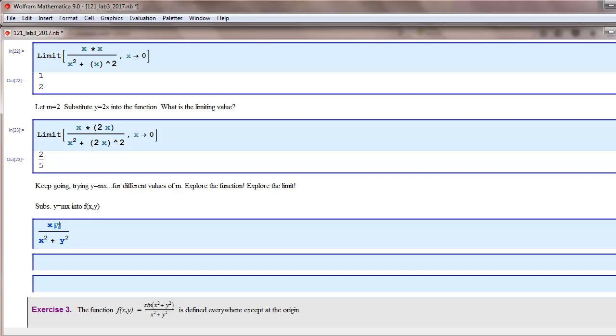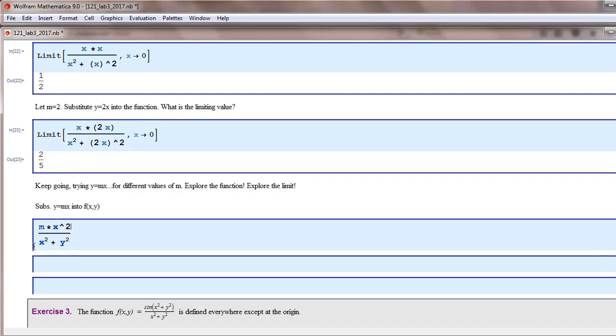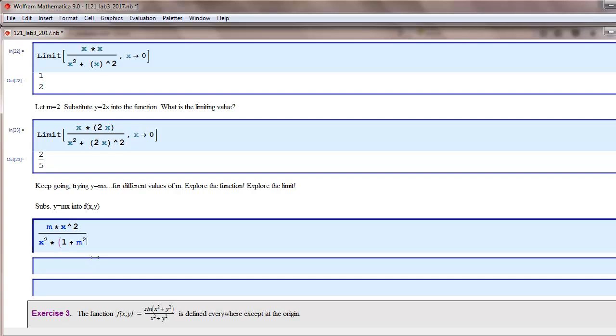All right, so instead of y, I'm looking at m times x. We could write that as m times x squared. Okay, that looks better. And then in the denominator, x squared plus y squared, again, if y equals mx, this would be m times x all squared. We can write this better. We could just say it's x squared plus m squared x squared, or factoring out the x squared, we could say it's 1 plus m squared. Okay, so that's our function.